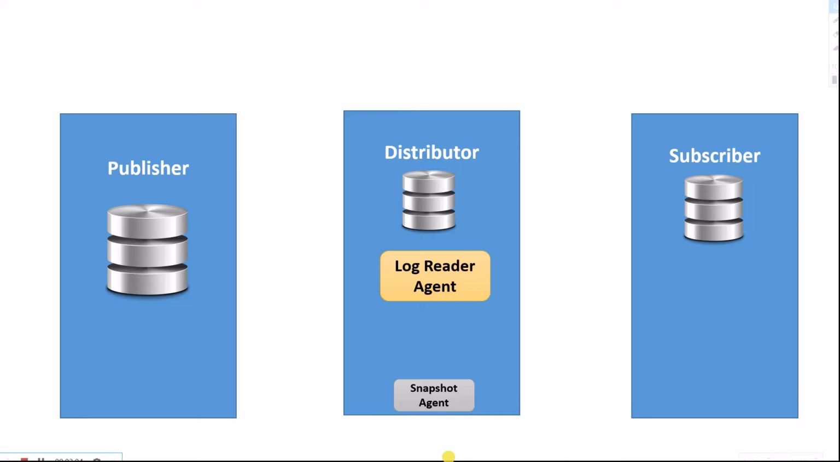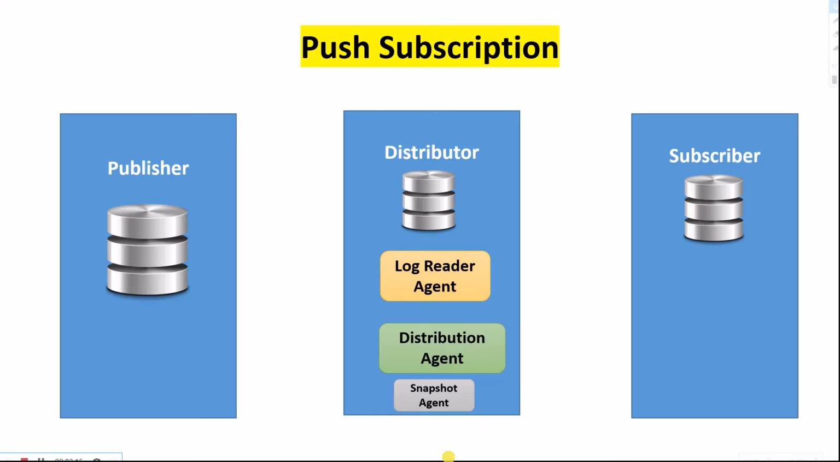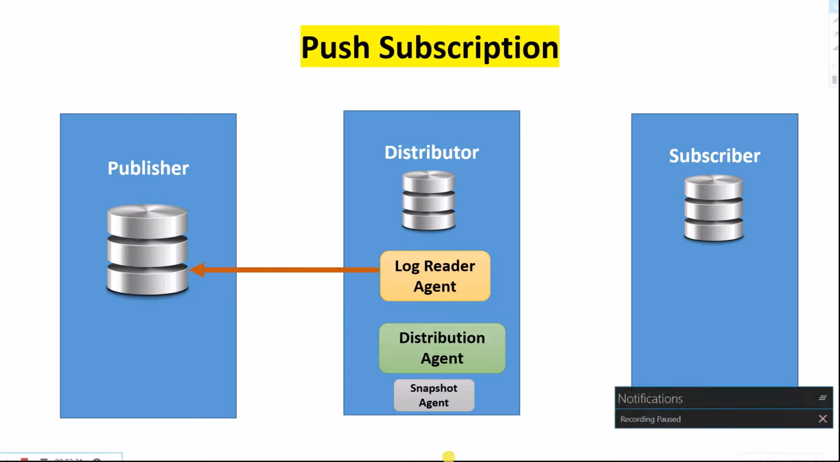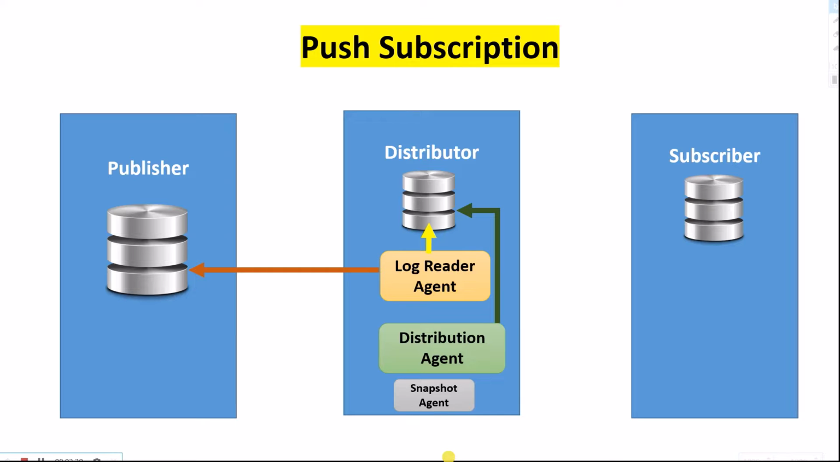If I talk about push subscription, I'll have the distribution agent at the distributor only. So the log reader agent will collect the changes or data from the publisher and write them into the distribution database. And then the distribution agent will collect those changes written by the log reader agent in the distribution database and deliver those changes to the subscriber. So this is in case of push subscription.